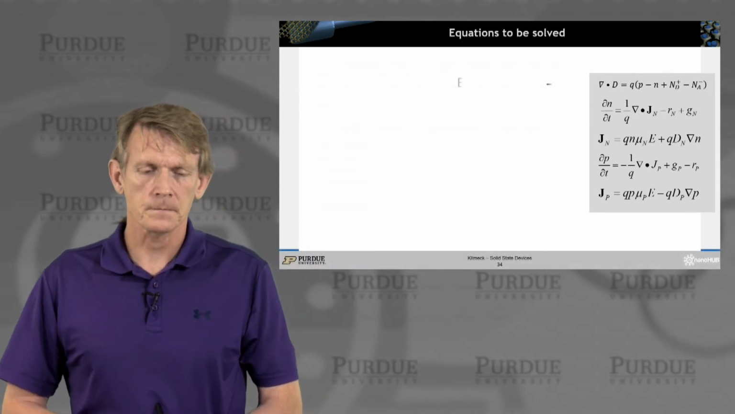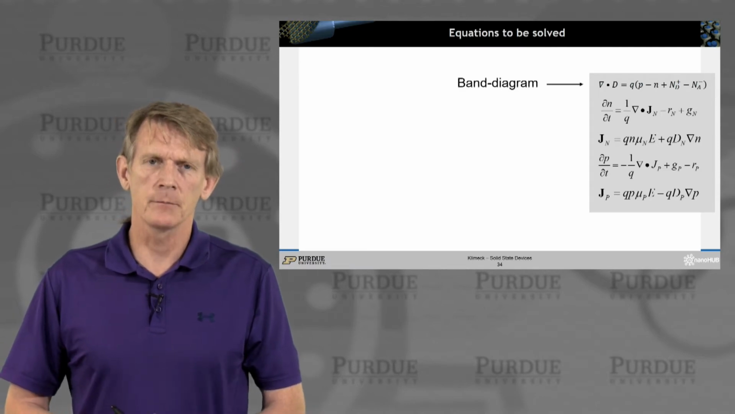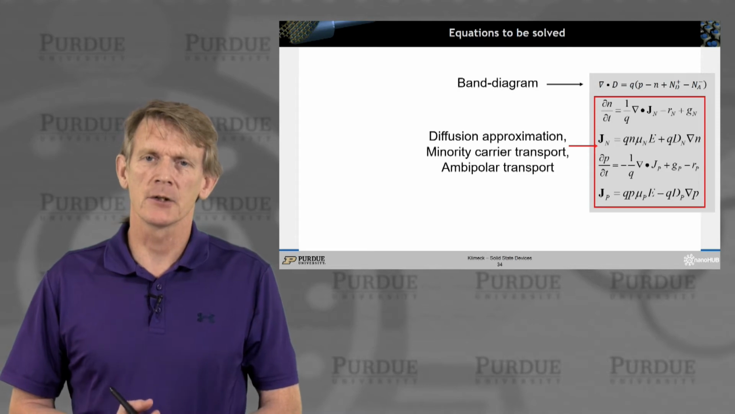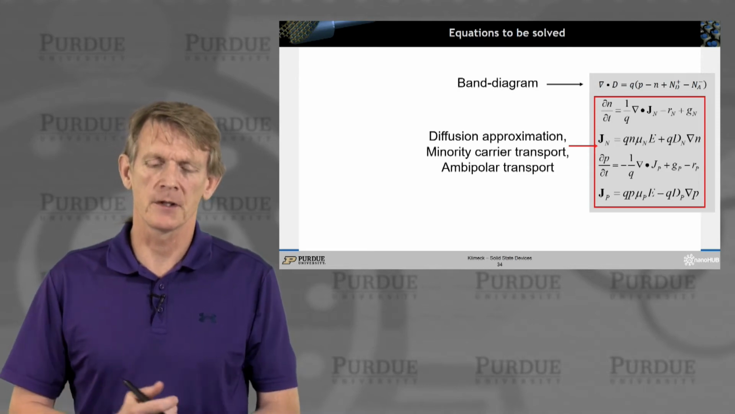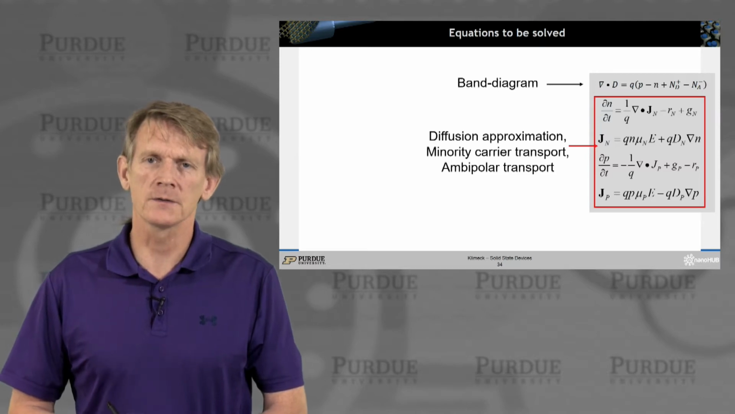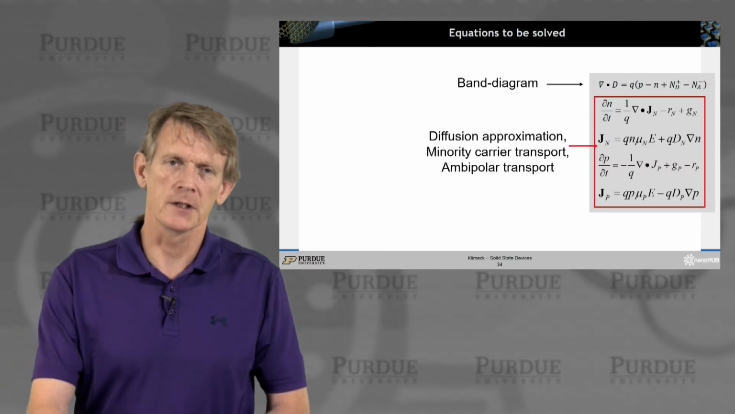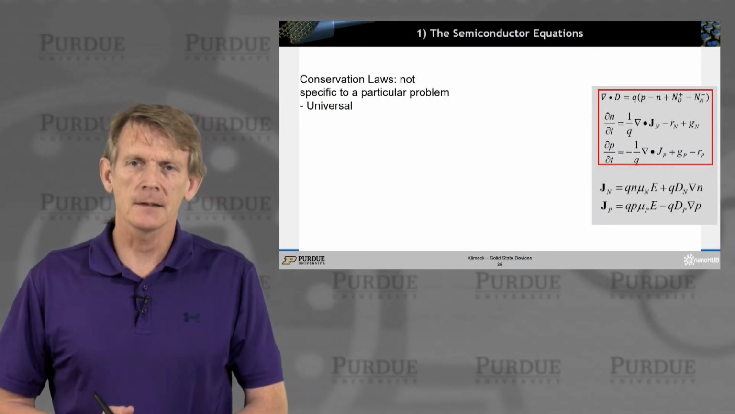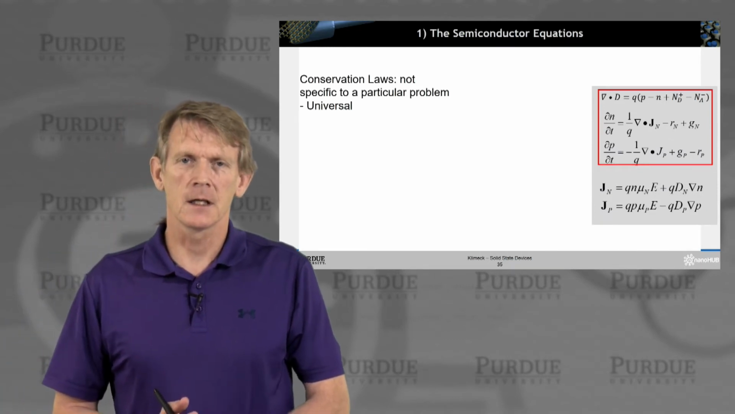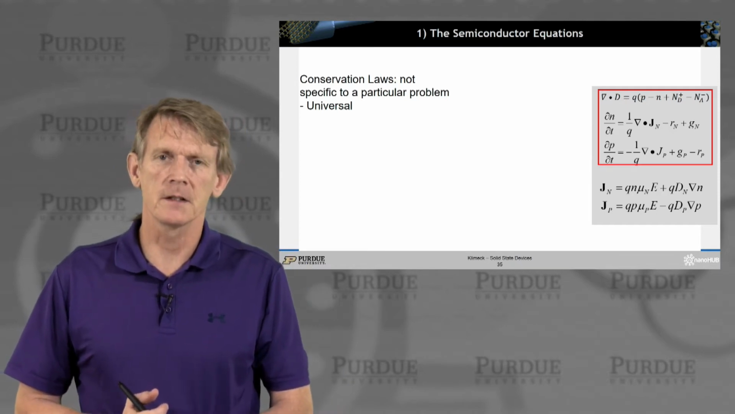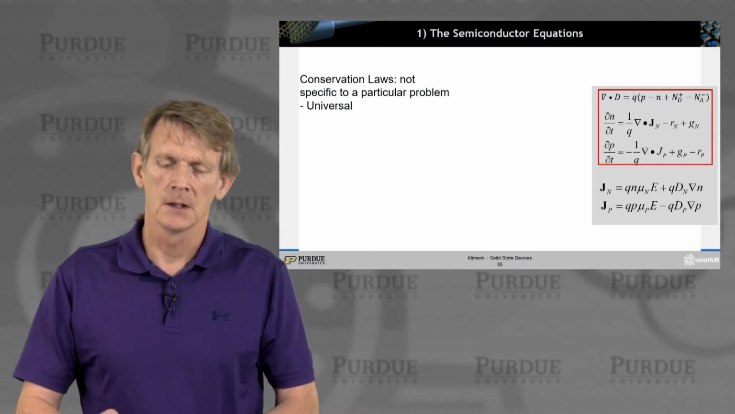So the equations to be solved, again, Poisson equation gives you the band diagram, and drift diffusion, minority carrier transport, and ambipolar transport comes from these continuity equations for electrons and holes, and from drift and diffusion expressions for electrons and holes. Now, again, I had highlighted that briefly. There are conservation laws involved here that are universal. They're not specific to a particular problem.